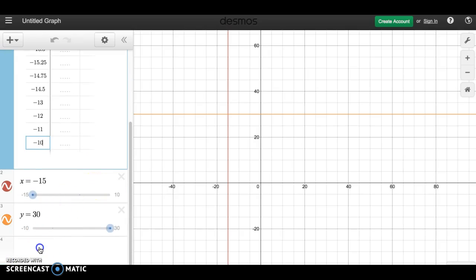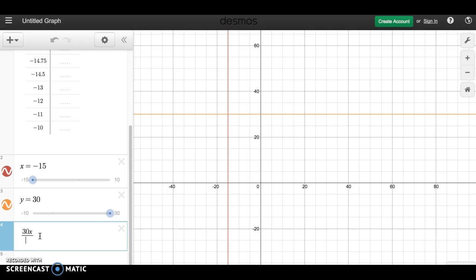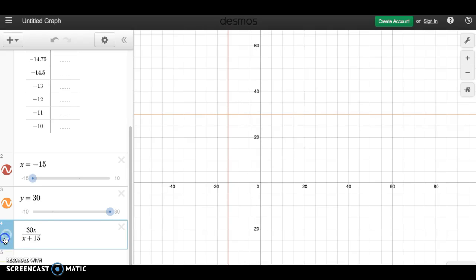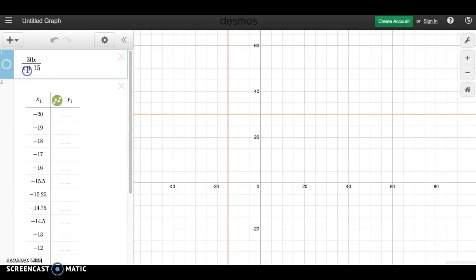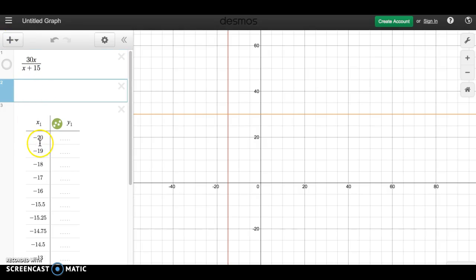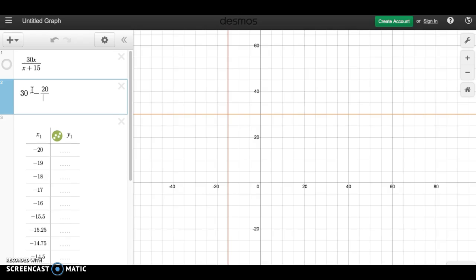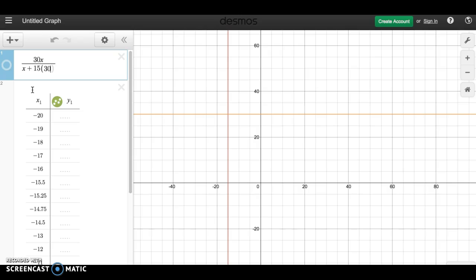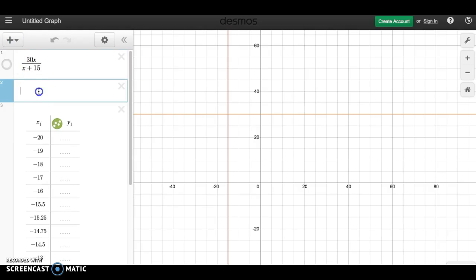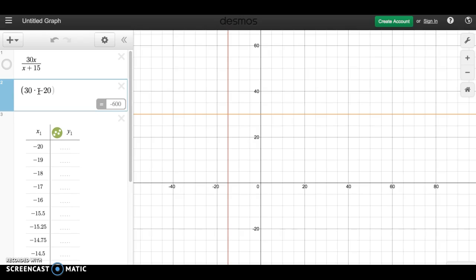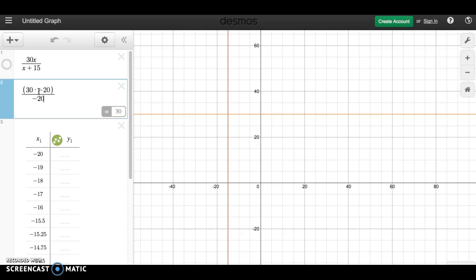Remember that our equation is 30x divided by x plus 15. I don't want to look at that graph yet, so let me move this up to the top expression so I can see it a little better, and add another expression in here. The first value I'm plugging in is negative 20. So I'm doing 30 times negative 20, with parentheses around that, divided by negative 20 plus 15.